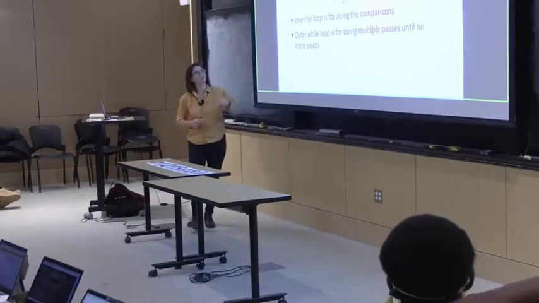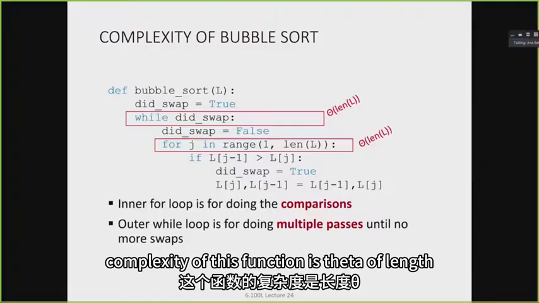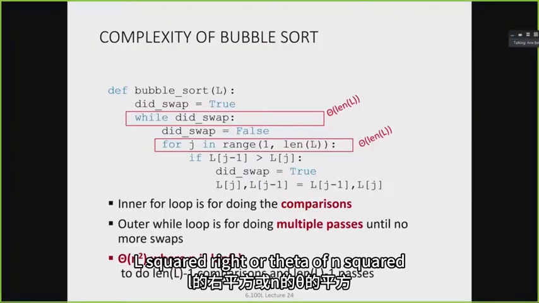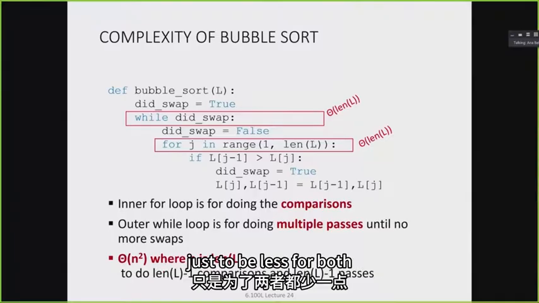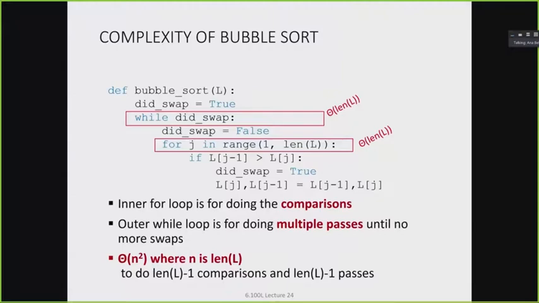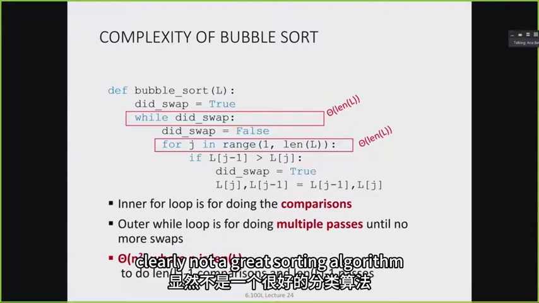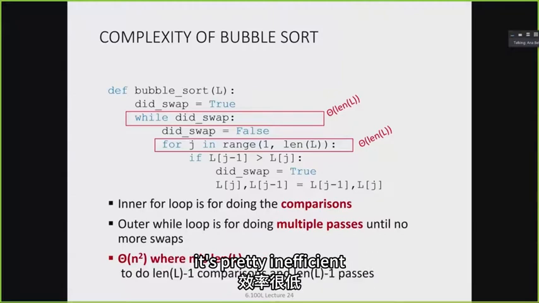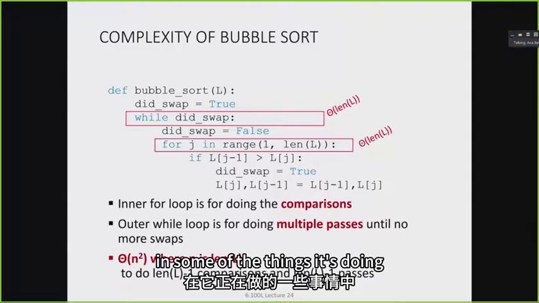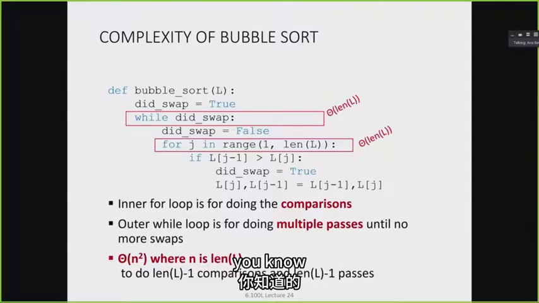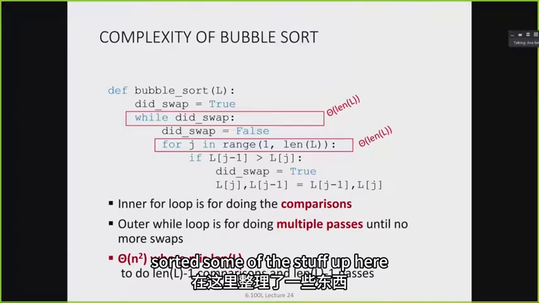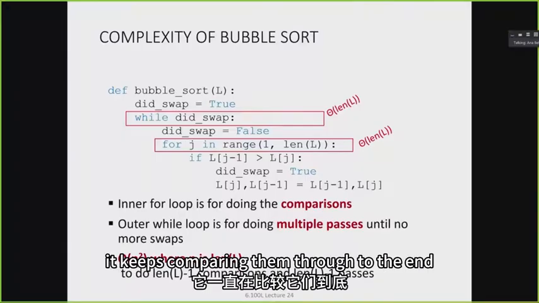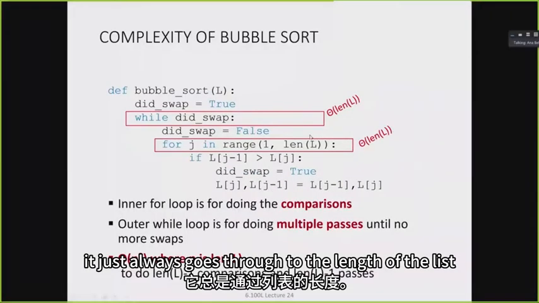All right, so the worst case complexity of this function is theta of length L squared, right? Or theta of n squared, where n is the length of the list, just to be less verbose. Okay. Clearly not a great sorting algorithm. It's pretty inefficient in some of the things it's doing. Once it's reached, sorted some of the stuff up here, it keeps comparing them through to the end, so it just always goes through to the length of the list.